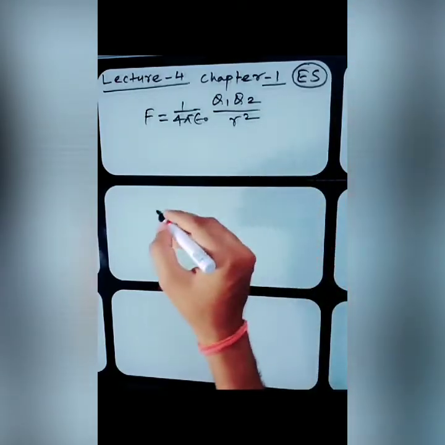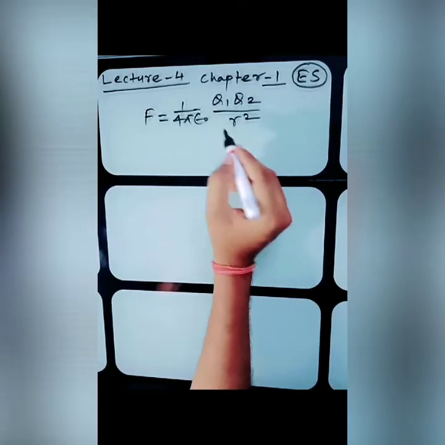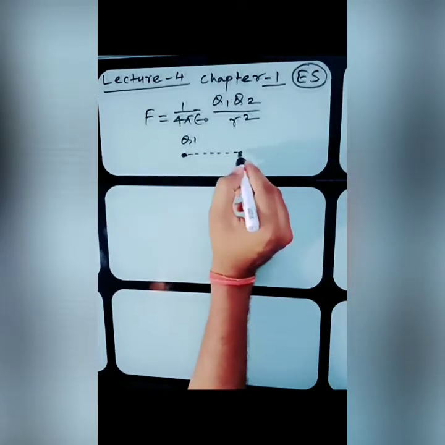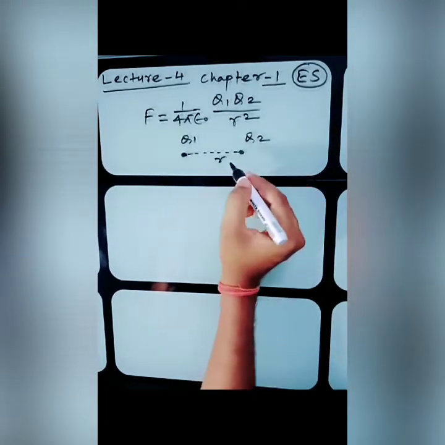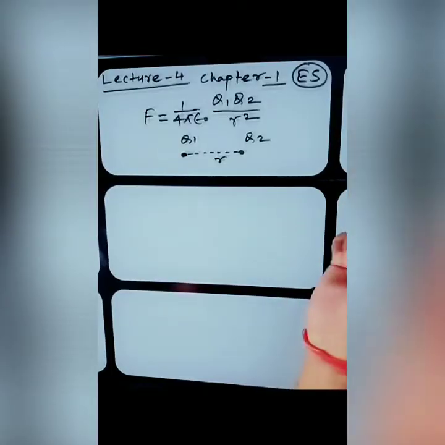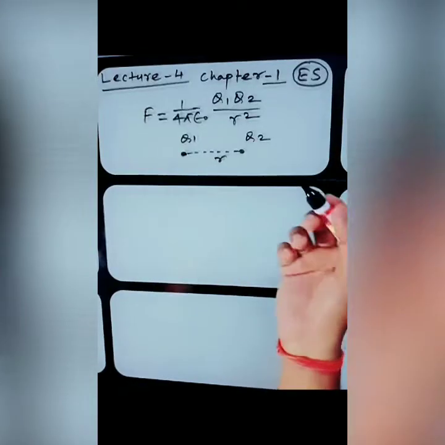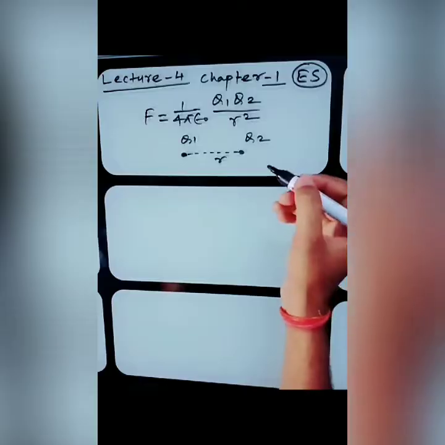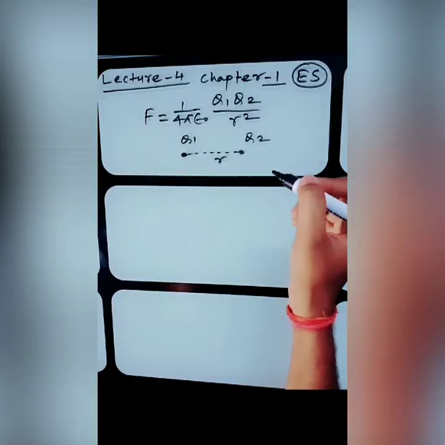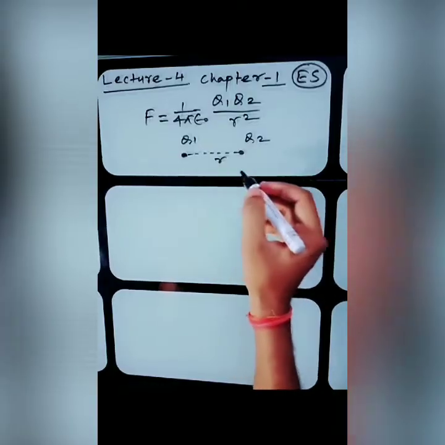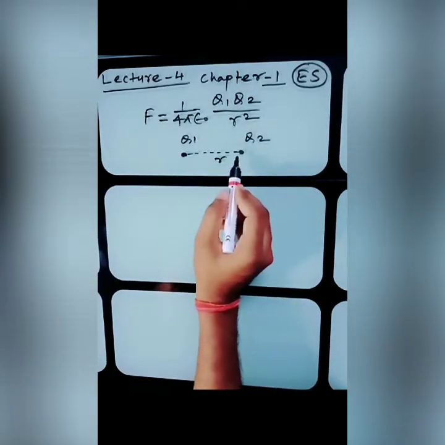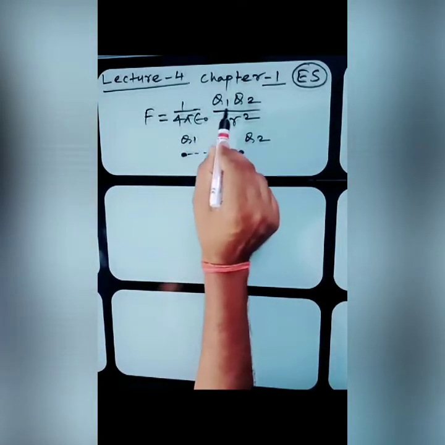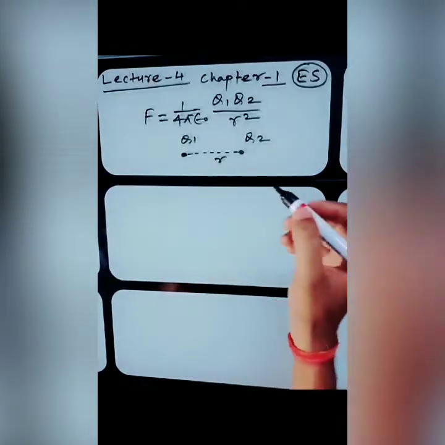Let me recall for you, students. Q1 and Q2 are the two point charges separated by a small distance R. If you missed the previous lecture, kindly go to the previous video. Here two charges are separated and the force we got in magnitude is 1 over 4 pi epsilon naught Q1 Q2 over R square.